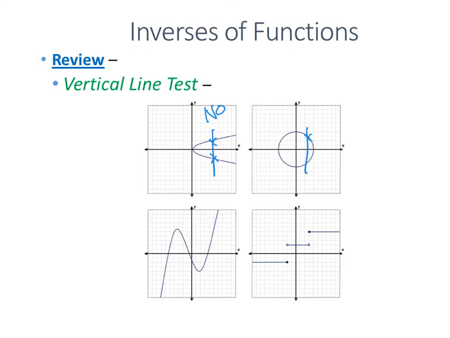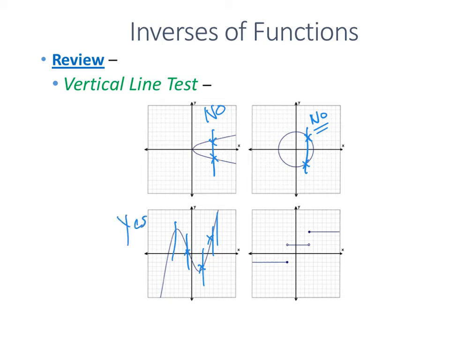In the next case, a circle. Notice wherever we place that vertical line in that circle, it hits more than once, so that would be again another no. In the third one down there, if I place a vertical line anywhere throughout this graph, it only hits once, and so therefore this would be a yes.